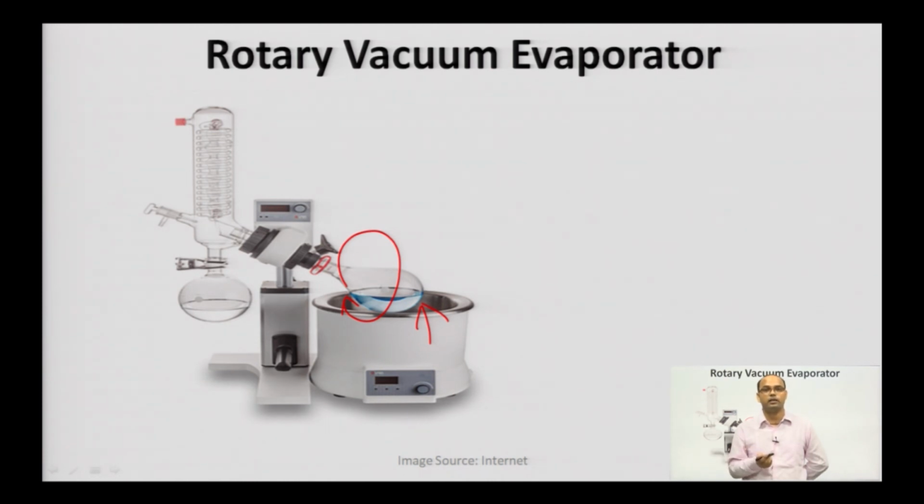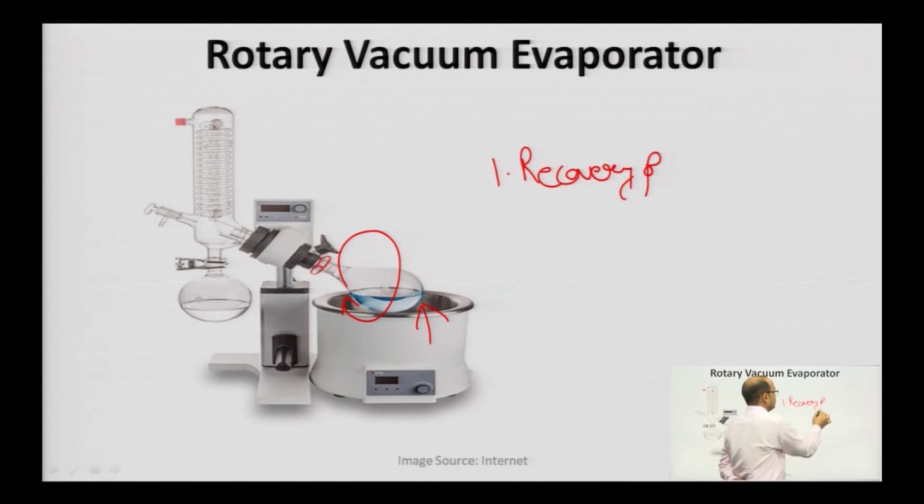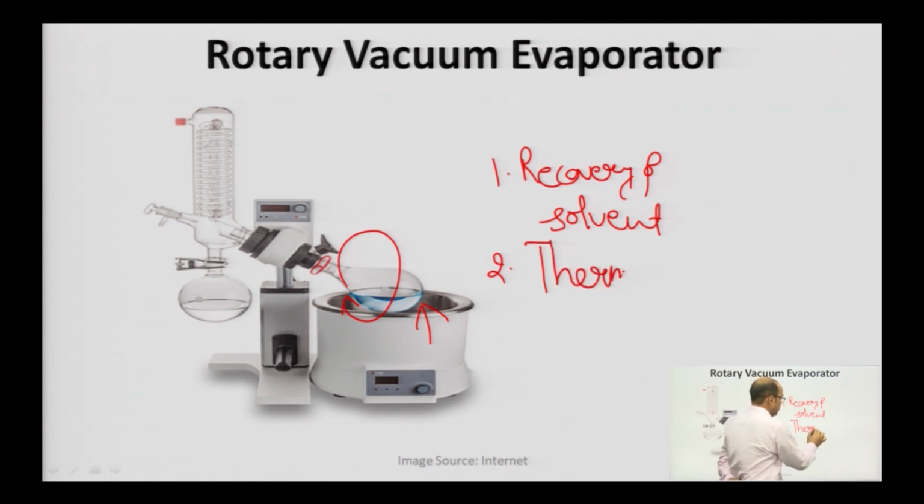So, this is a very important instrument from the phytochemistry point of view, because mostly phytochemicals are thermolabile, they get degraded at high temperature. So, through this instrument we can achieve two mottos. First, recovery of solvent, and second, the thermal protection of our phytoconstituent.